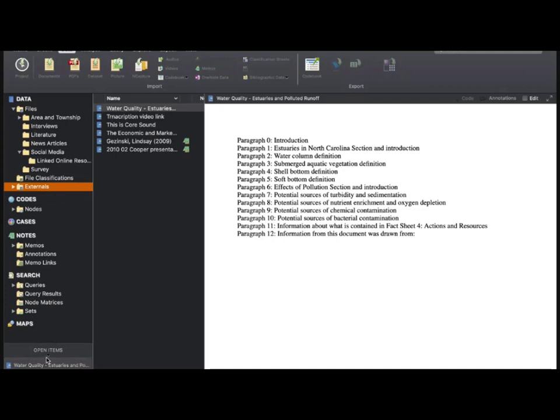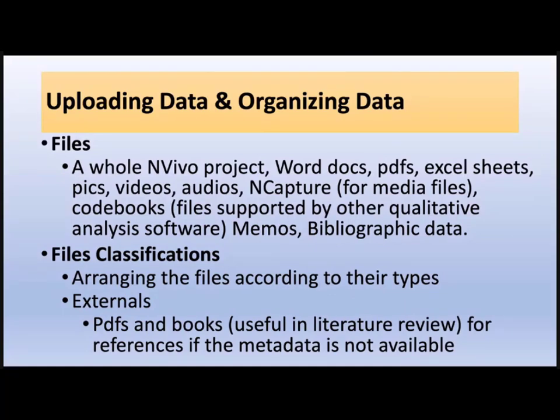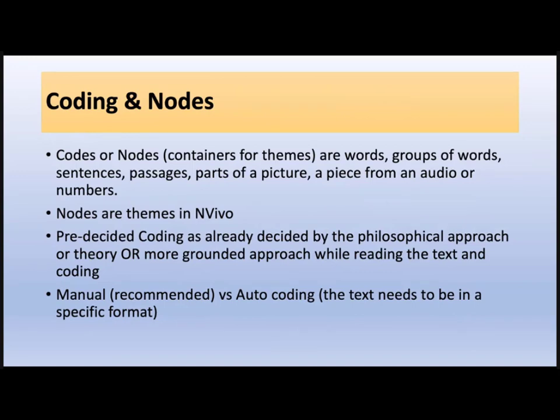All right, so let me close this down and go back to the most important part of our webinar and about Nvivo, which is coding. Coding and nodes. As I was telling you, if you have done research, you do small codes, you pick out different words, groups of words, sentences, passages, parts of a picture, pieces from an audio or numbers, video. All these are different pieces of data that you can code for research purposes, and then you make themes out of them. So themes in Nvivo are nodes. They're called nodes. So you're making containers where you're keeping your coding, and then you're further moving with your codes.